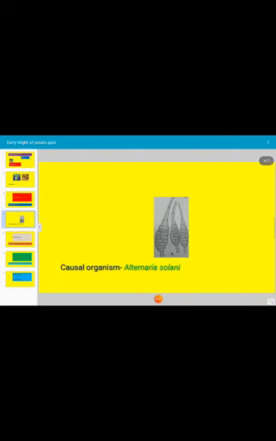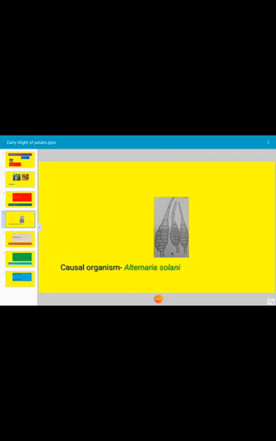Next, let us see the causal organism. The pathogen which causes blight disease of potato is known as Alternaria solani. It is a fungus. This fungus, Alternaria solani, which causes early blight disease of potato, is a member of Deuteromycetes. Deuteromycetes is the class of fungi in which the perfect stage is absent. Hence this group of fungi, the Deuteromycetes, is also known as fungi imperfecta.